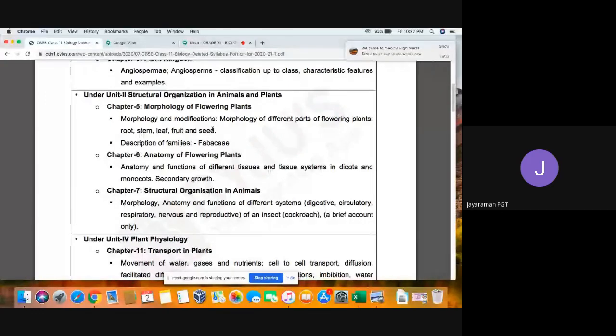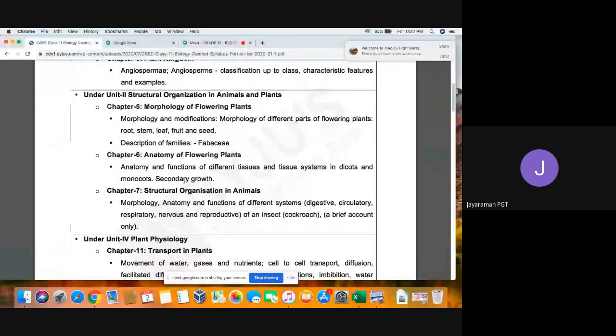After this, the next chapter is Anatomy of Flowering Plants. The functions of different tissues and systems of dicot and monocot, and secondary growth, are the topics removed.